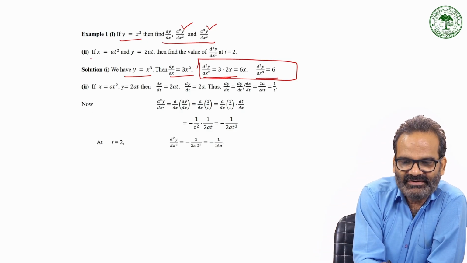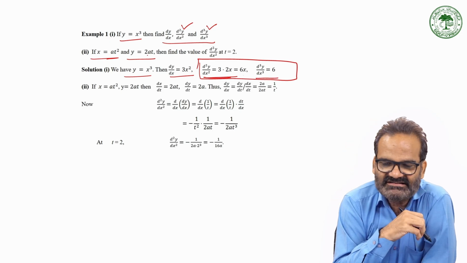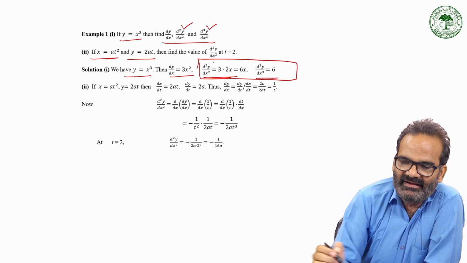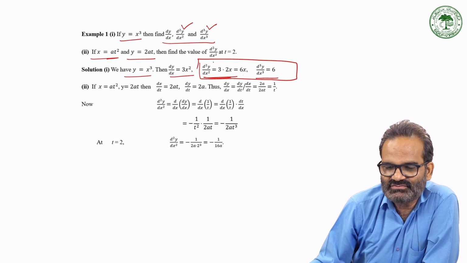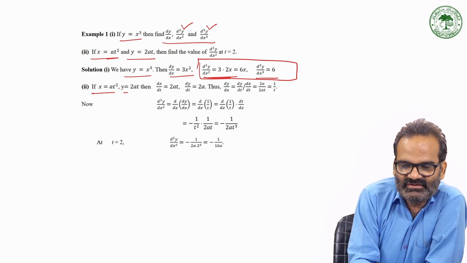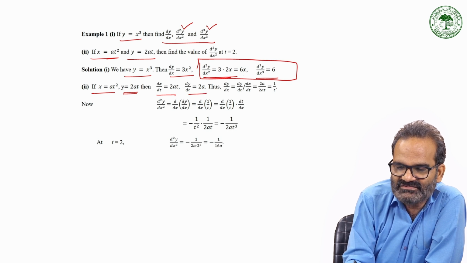Now, x is equal to at square, y is equal to 2at. Parametric differentiation we have just studied in the last few lectures. Then find d2y over dx2 at t equal to 2. See, x is equal to at square, y is equal to 2at. Then x is a function of t, so find dx over dt, that is 2at. Y is a function of t, so you can find dy over dt, that is 2a.